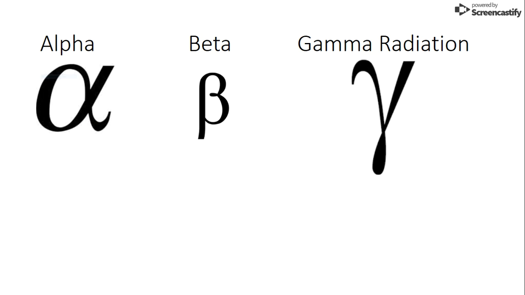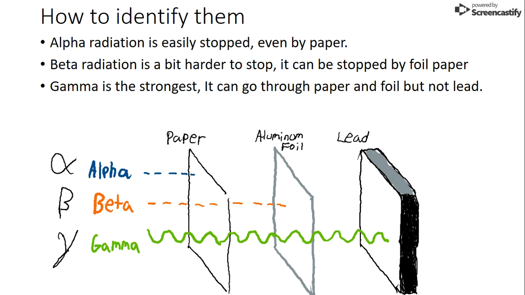Now, these are the symbols for alpha, beta, and gamma. For alpha, it's pretty simple, it has an A, same for beta, and the gamma is a γ. How to identify them? I have a little drawing here.